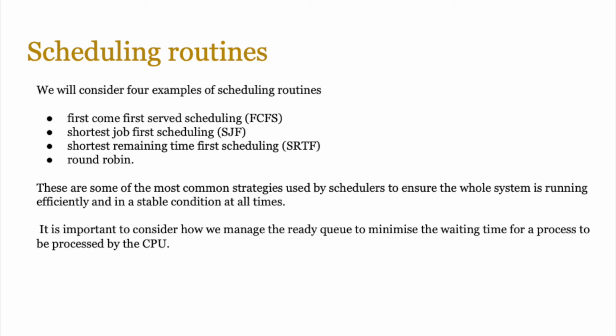Now we will consider 4 examples of scheduling routines: first come, first serve, shortest job first scheduling, shortest remaining time first scheduling, and round robin. These are some of the most common strategies used by schedulers to ensure that the whole system is running efficiently and is in a stable condition at all times. It is important to consider how we manage the ready queue to minimize the waiting time for a process to be processed by the CPU. You don't want processes to be waiting around forever, so these algorithms support that.